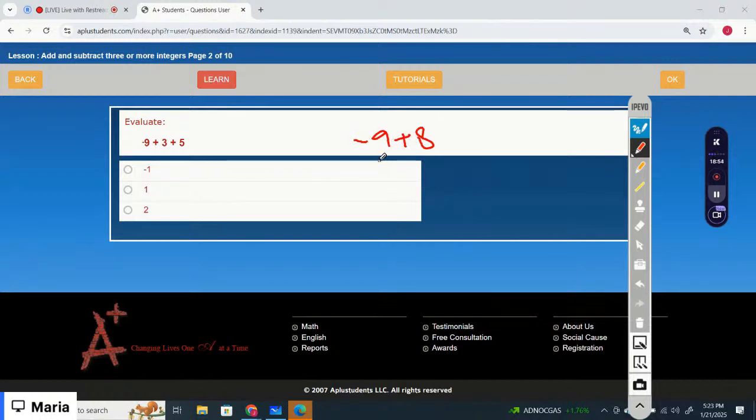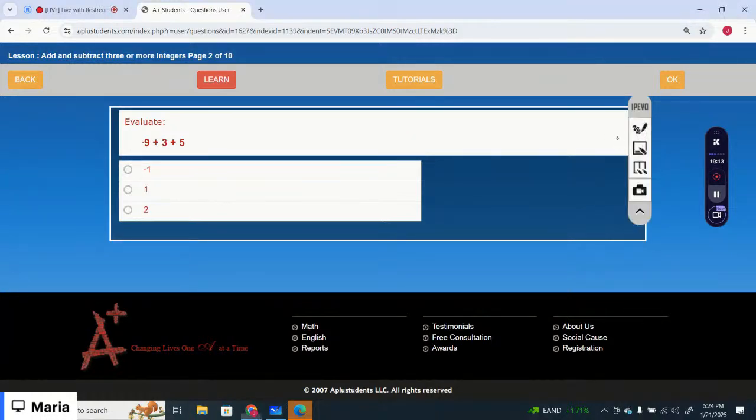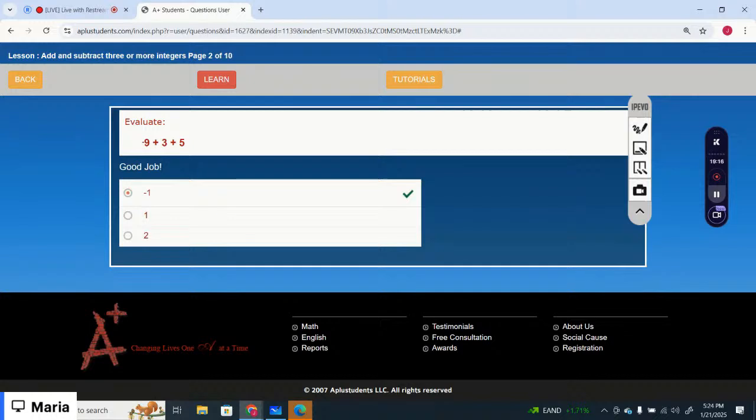So negative 9 plus 8: 9 is the greater number with a negative sign. So you need to subtract, and the answer must have a negative sign. So that is negative 1. Option number 1 is the correct option. That is negative 1.